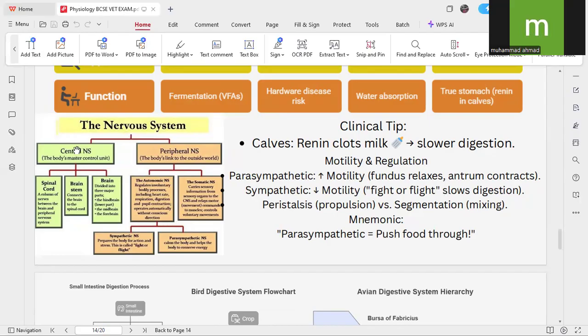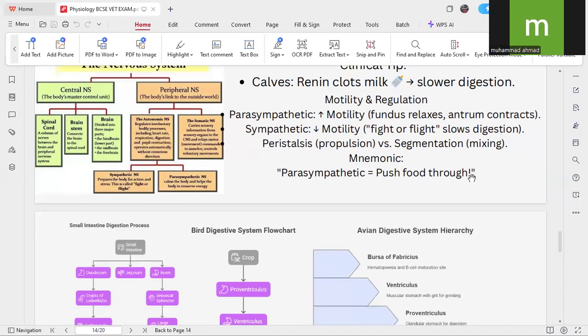This is the nervous system. It has two parts: peripheral nervous system and central nervous system, the body control unit. Peripheral nervous system, body link to the outside world. CNS has the spinal cord, brain, and brain stem, and PNS involves the autonomic nervous system and somatic nervous system. The autonomic nervous system further involves the sympathetic nervous system and parasympathetic nervous system. Sympathetic is fight or flight, and parasympathetic involves the normal activity of the body.